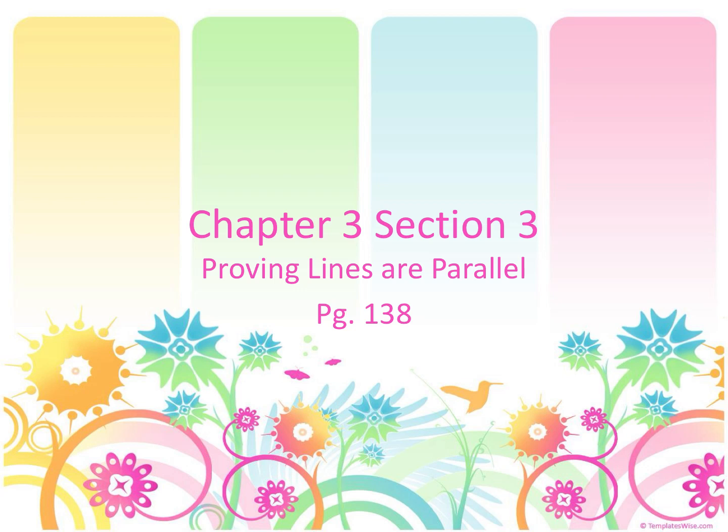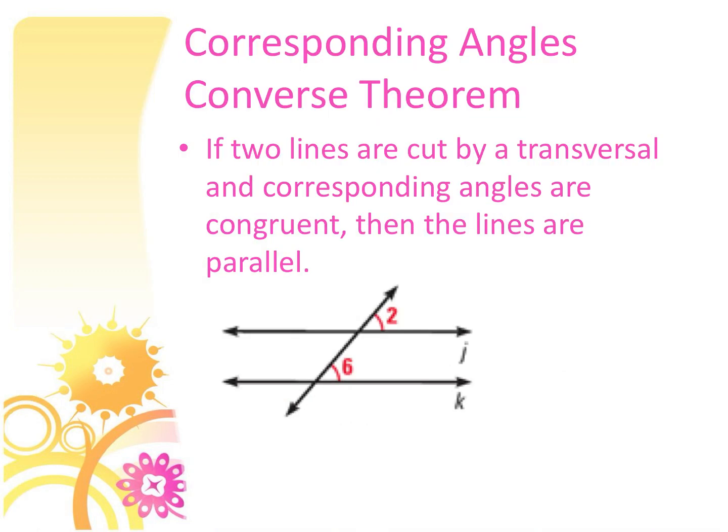Today we're going over chapter 3, section 3, proving lines are parallel. Here we have the corresponding angles converse theorem. If two lines are cut by a transversal and corresponding angles are congruent, then the lines are parallel.